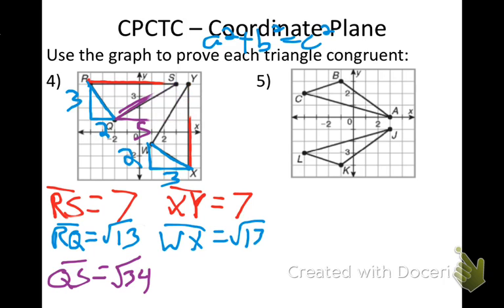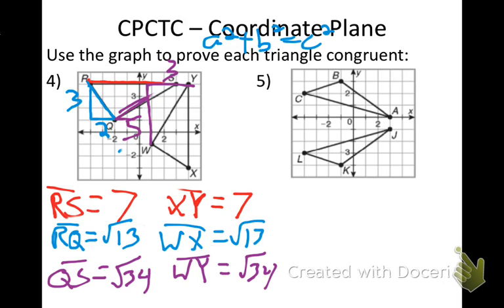I'm going to erase so I have some room here. And then I have WY. Can I use Pythagorean theorem again? You bet. So I have a distance of 5, distance of 3. 5 squared is 25. 3 squared is 9. 25 plus 9 is square root of 34.